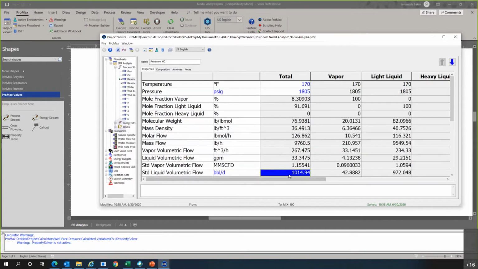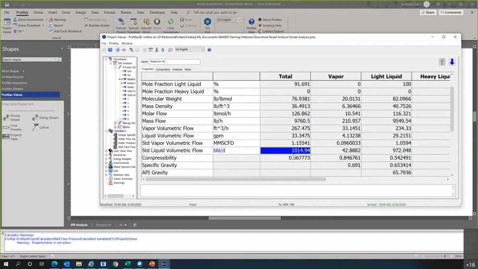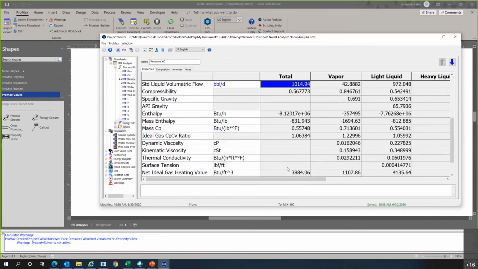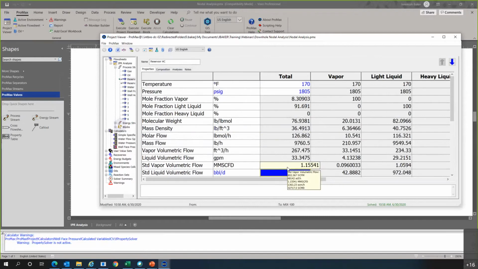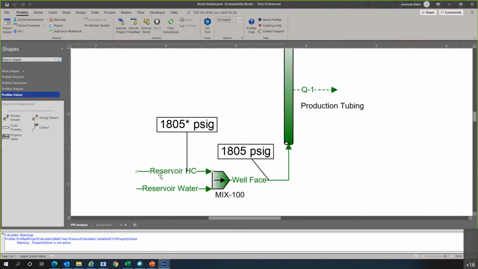So this flow rate now is always going to be updated. We're taking the pressure, running it through our IPR equations, and then outputting a flow rate. And it'll always stay with what the IPR correlation predicts, I should say. So now that we have a pressure and a flow, we have everything that we need to know about this stream. If you go back, we'll see that since I executed the flow sheet, our hydrocarbon stream's green.